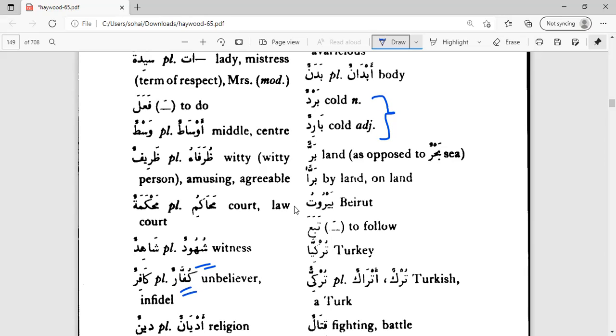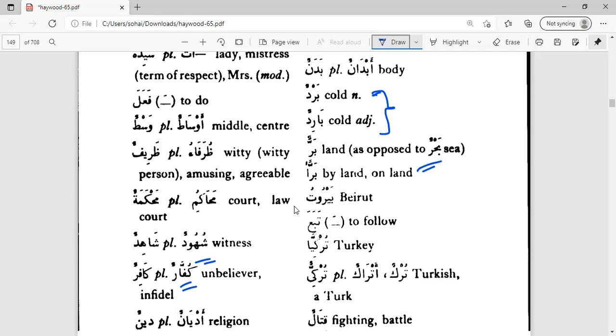I think it's hard to tell the difference, but we'll do some examples and hopefully it may become clear. Barrun means land. So what does it mean by land? It doesn't mean the same as ardun, which is different. Barrun is essentially the opposite of bahrun. Like when you say by sea, barran we're describing by land, basically. So barran is by land as opposed to by sea.